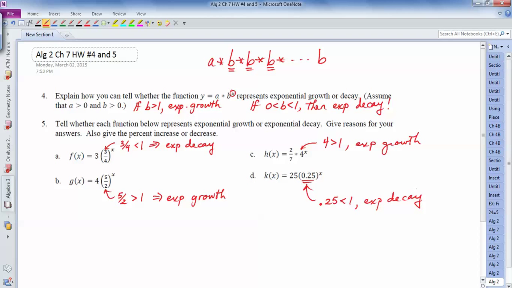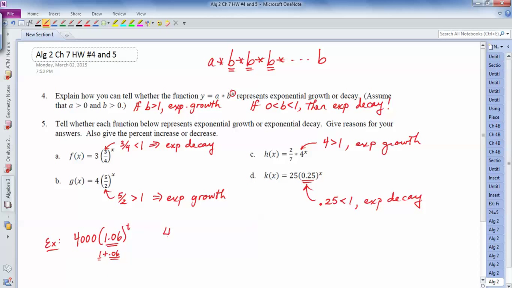Then it says give the percent increase or decrease. Okay, so you might remember, we've done some problems, for example, where there was a tuition of $4,000 and an increase by 6% every year. And so we would write that 1.06 because that's really the 100% plus the 0.06 increase. And so the percent increase was the 6% because we already started with the 100%.